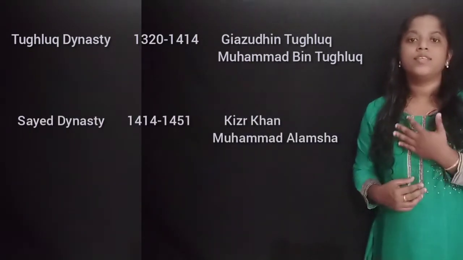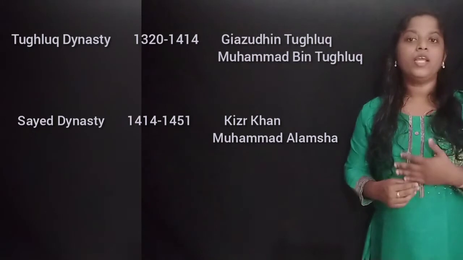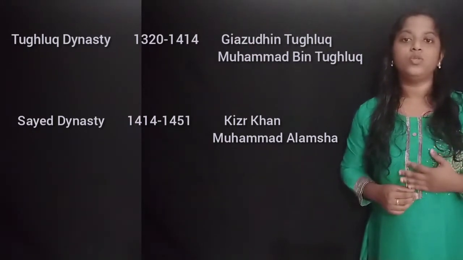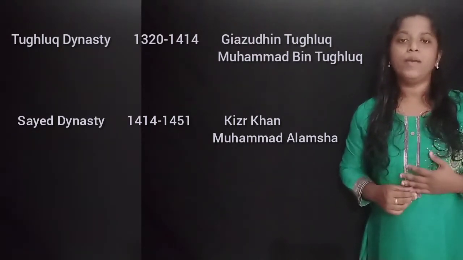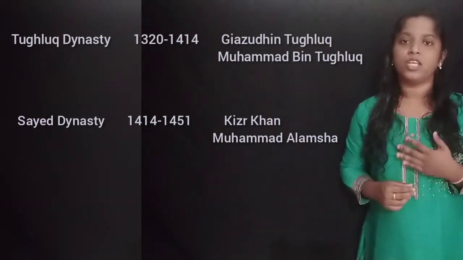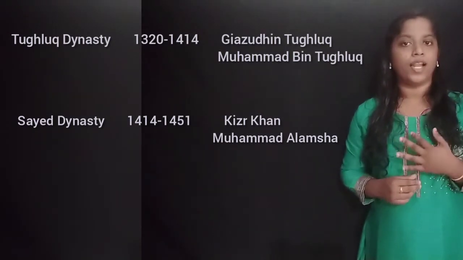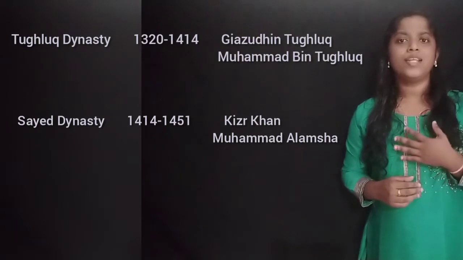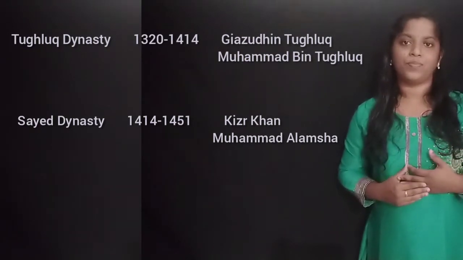The fourth dynasty of Delhi Sultanate was Sayyid Dynasty, and their period was from 1414 to 1451. And the important rulers of Sayyid Dynasty were Khizr Khan and Muhammad Alam Shah. Alam Shah was the last ruler of Sayyid Dynasty.